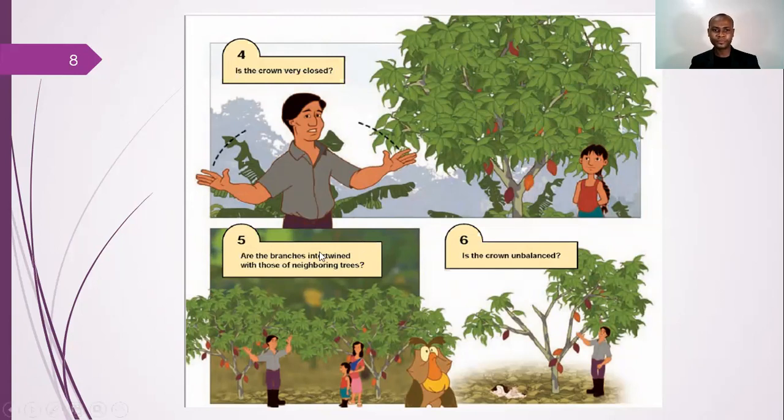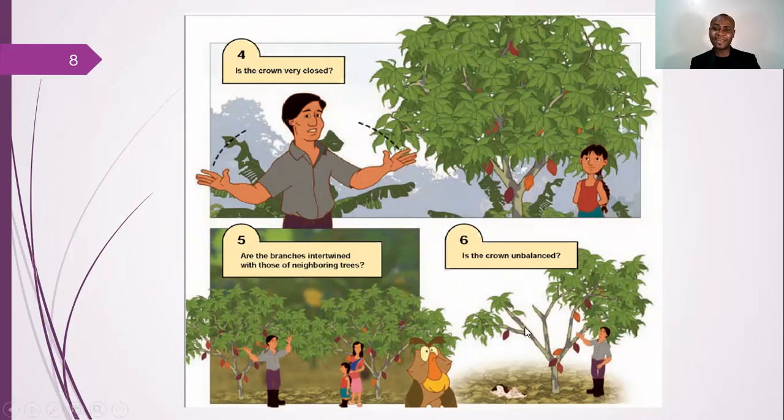How about picture number 5? Are the branches intertwined with those of neighboring branches? The answer is yes. So over here, there is overlapping of branches, and if there is overlapping, the branches here need to be cut off. How about picture number 6? Is the crown unbalanced? The answer is yes. So you don't prune your tree like that.